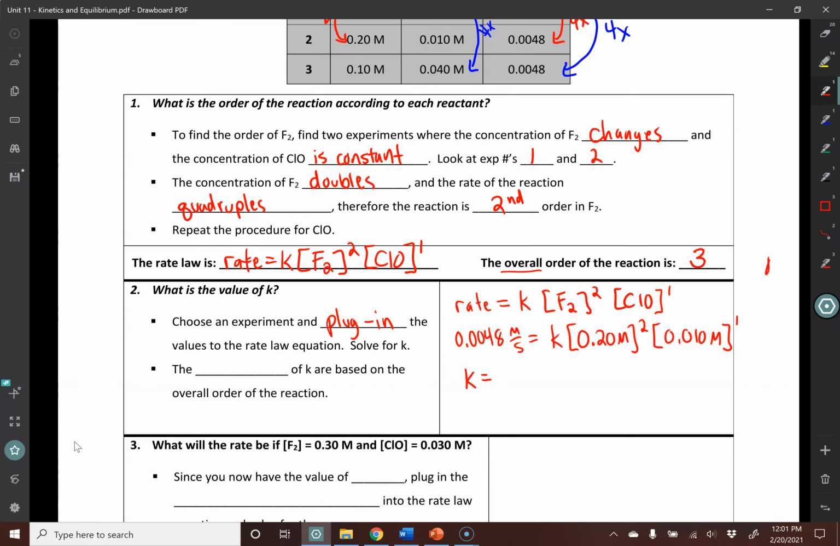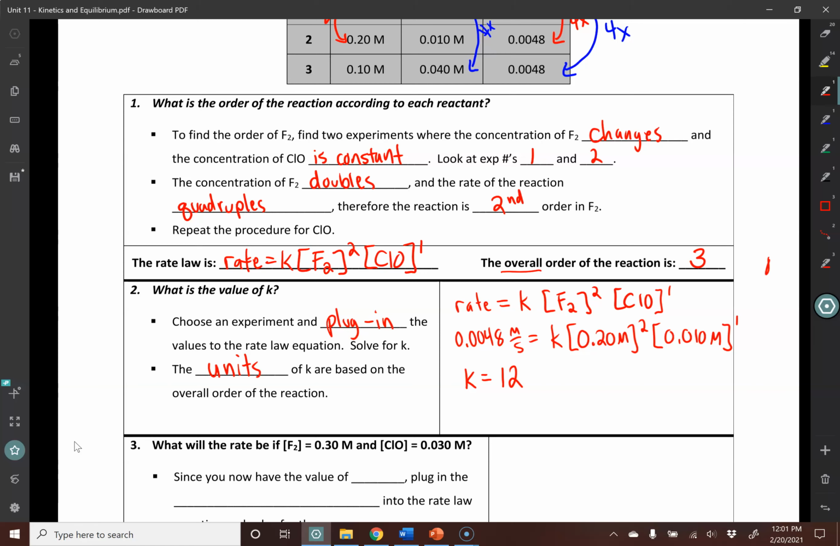If you grind through that calculation, and again, it doesn't matter if you use experiments 1, 2, or 3, you should arrive at the same answer. Hopefully you're calculating that K is equal to 12. The units for K really depend on the order of the reaction.